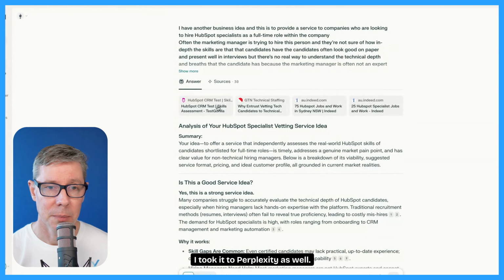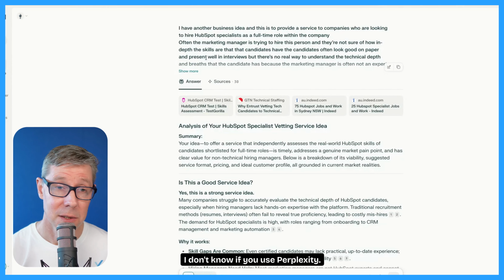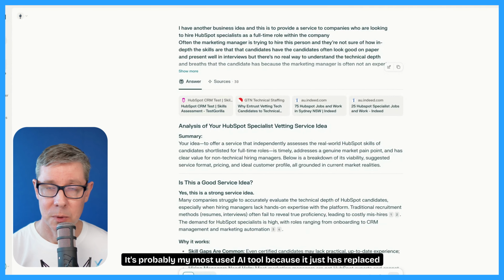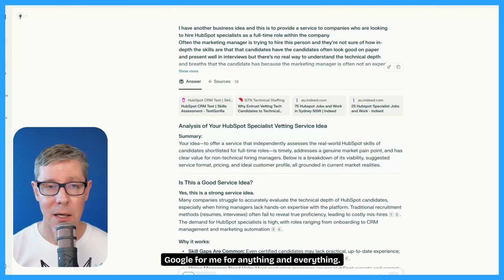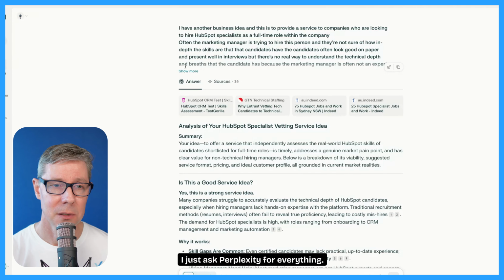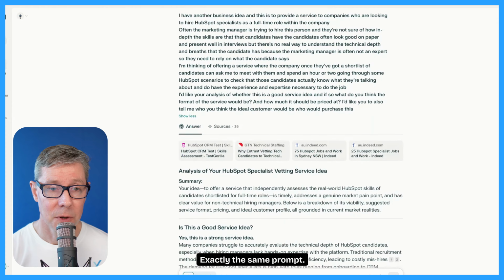I took it to Perplexity as well. I don't know if you use Perplexity. I use it all the time. It's probably my most used AI tool because it has replaced Google for me for anything and everything. I just ask Perplexity for everything. Exactly the same prompt. It goes off.